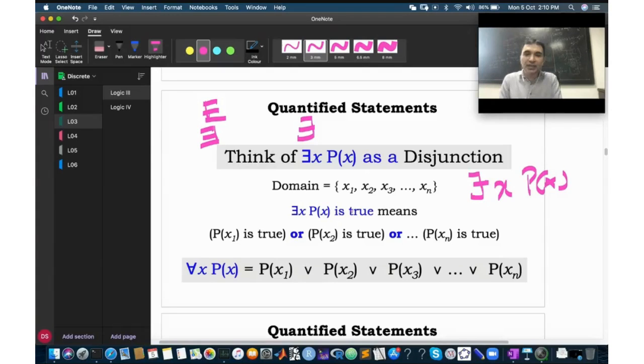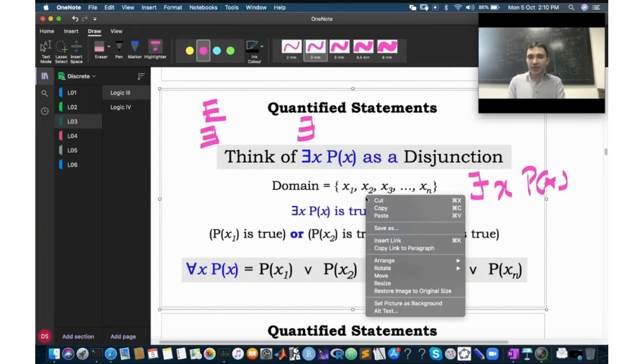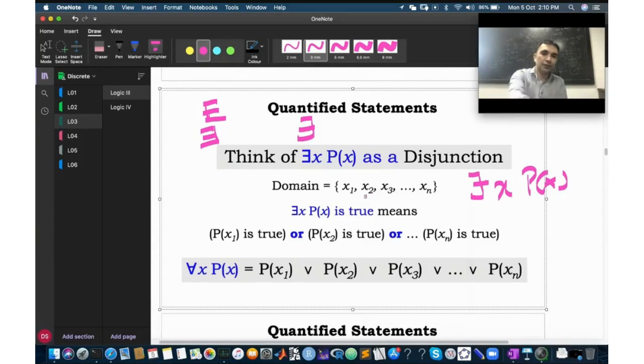You can think of this as a disjunction of propositions, obtained by replacing x with every value in the domain. Okay, so let's say your domain is x1, x2, x3, up to xn, and you want to say that there exists x such that p of x. Then all it means is that you want to say p of x1 or p of x2 or p of x3 or p of x4, and so on, until you run out of the variables. Okay, the last statement will be p of xn.